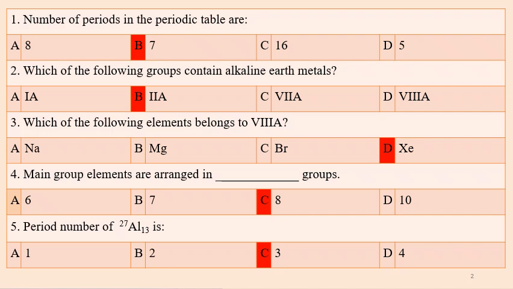Question number 5 is period number of aluminium. The correct answer is 3. How is it 3? Because aluminium has atomic number 13. Its electronic configuration is 1s2, 2s2, 2p6, 3s2, 3p1. The highest shell number here is 3, which means aluminium belongs to period 3. So the correct answer is 3.